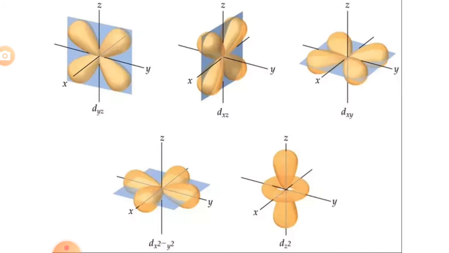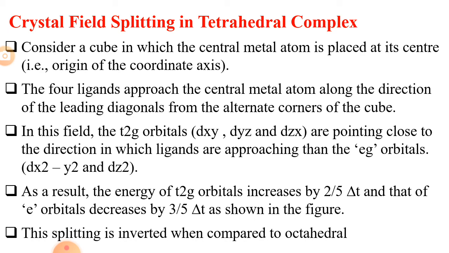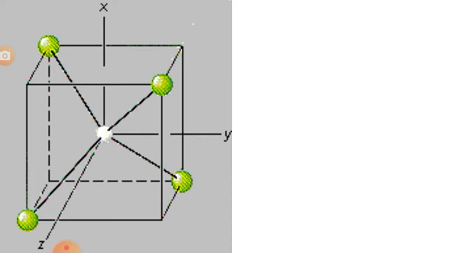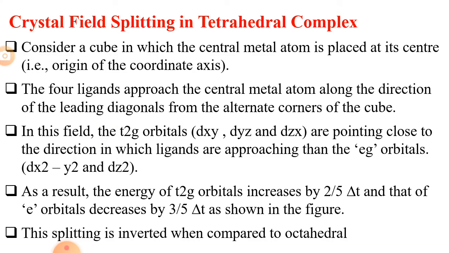Okay, so here are the 5 d orbitals. Now let us discuss what crystal field splitting is. We will discuss crystal field splitting in a tetrahedral complex or tetrahedral molecules. Consider a cube in which the central metal atom is placed at its center, that is the origin of the coordinate axes. In this structure we can see a centrally placed atom inside that cube.